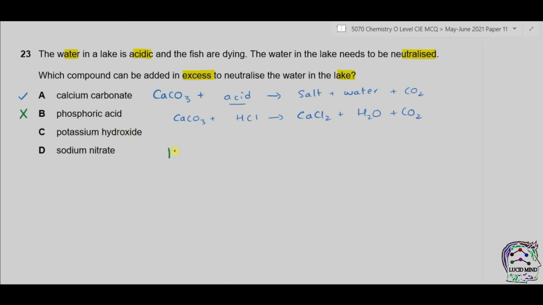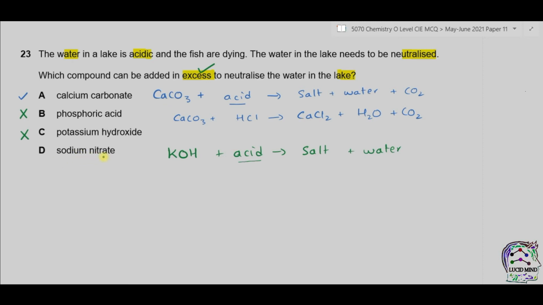Now potassium hydroxide is a strong alkali. It can be used to neutralize acid to form salt and water. But in the question they have said which compound can be added in excess. So when a strong alkali is added in excess to the acid, it will first neutralize all the acid that is present and then it will increase the pH as it is in excess. So therefore we cannot use this one. If calcium carbonate was added in excess, it does not increase or decrease the pH by itself.